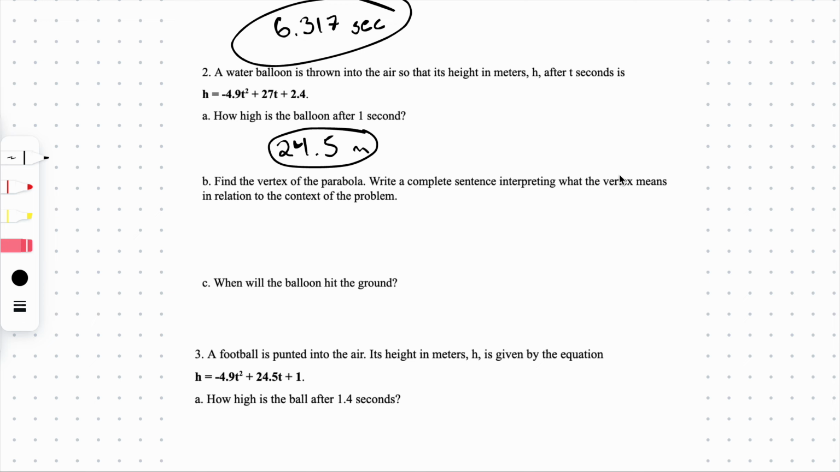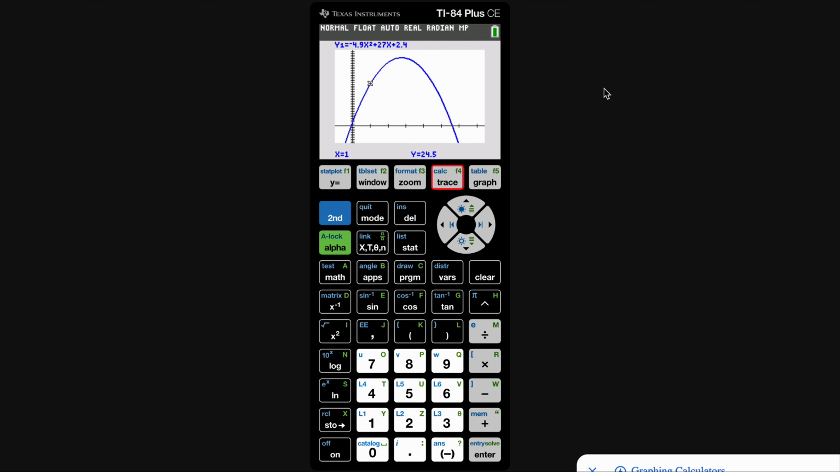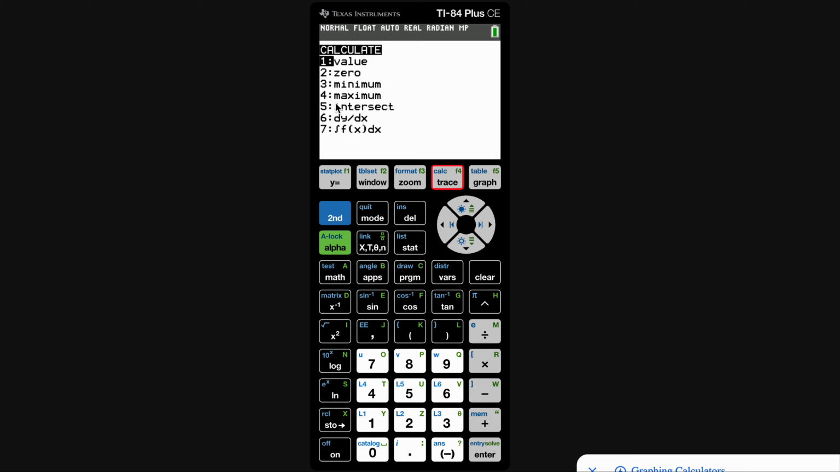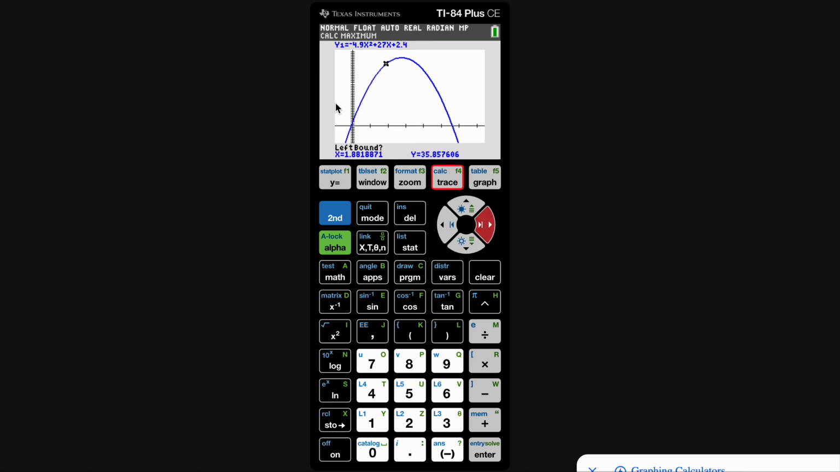Alright, okay. Now we're asked to find the vertex of the parabola. Write a complete sentence interpreting what the vertex means in relation to the context of the problem. So we want our vertex. How do we find our vertex? We talked about this before. Just think about it in your head. If you have a calculator there, maybe do it on your own calculator. Well, we do second trace, and since this is a parabola facing down, right, our a value is negative, we're gonna go to the maximum. We're gonna estimate that, something like here.